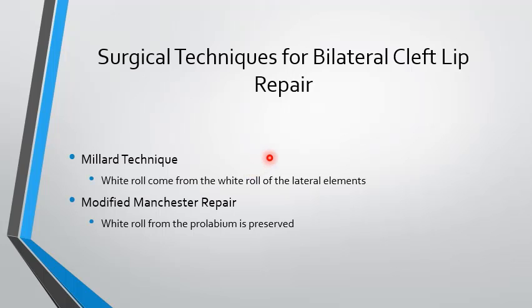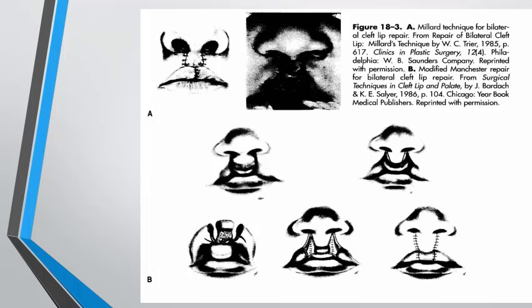But this technique is limited if we have a wide cleft between the prolabium and the lateral edges. We can't use Millard, so we use the modified Manchester repair, which repairs the muscle under the prolabium and then uses the prolabium as a cover. So the white roll here comes from the prolabium. And these illustrations show the two techniques.